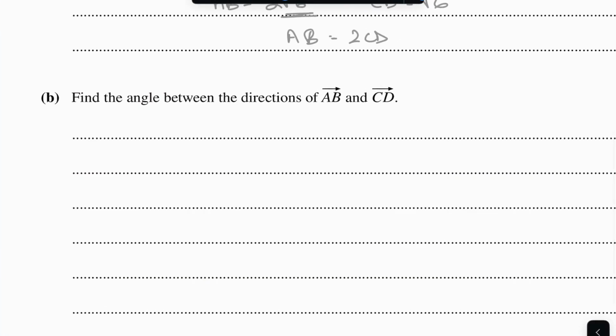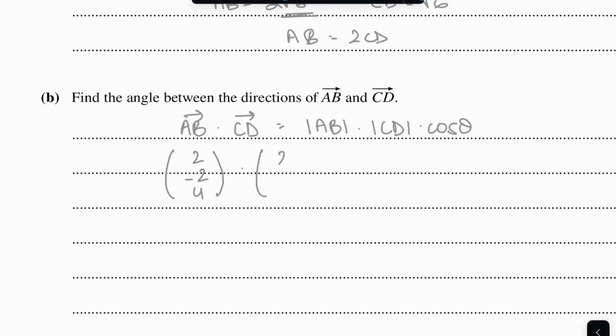Now in part B, we need to find the angle between the directions of AB and CD. So for this, we're going to use our product rule, which is the dot product of AB and CD equal to the magnitude of AB multiplied by the magnitude of CD and cos theta. So we found this earlier. For AB, it is 2, minus 2 and 4. And then for CD, we found it to be 2, 1, 1. And we also found the magnitudes of AB and CD earlier. So this is root 24 times root 6 times cos theta.